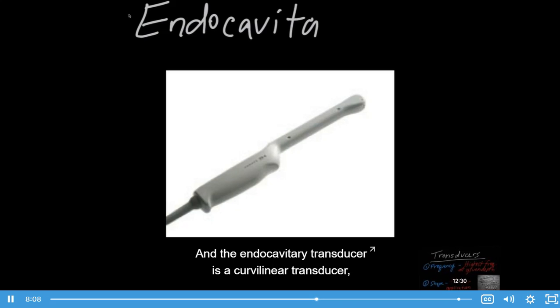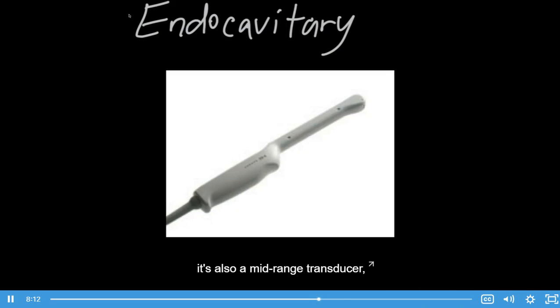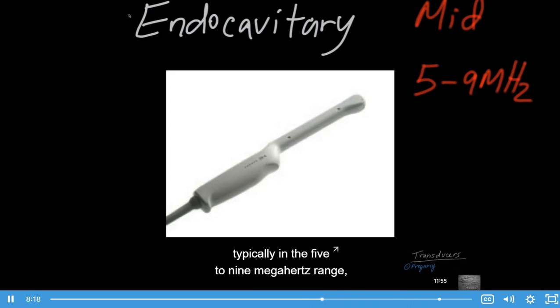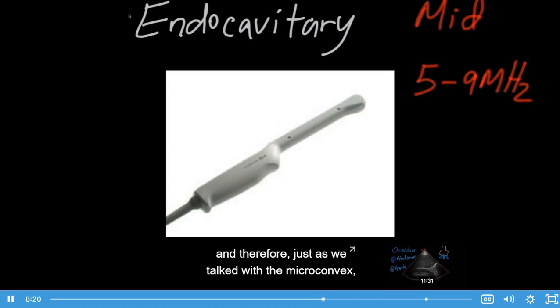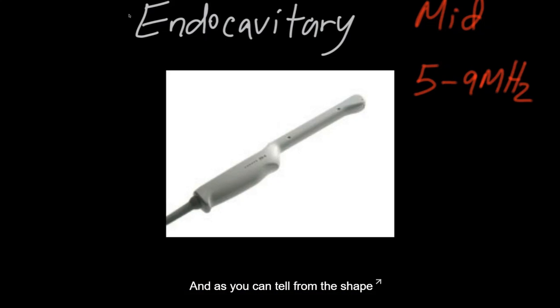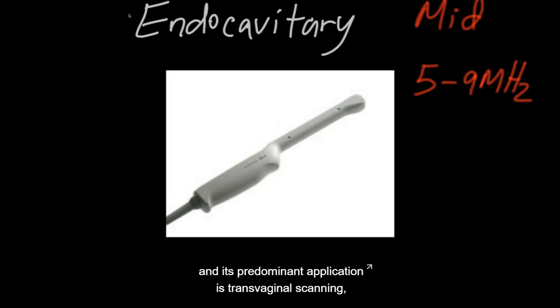Next, we're going to look at the endocavitary transducer. And the endocavitary transducer is a curvilinear transducer. It's also a mid-range transducer, typically in the 5 to 9 megahertz range. And therefore, just as we talked with the microconvex, it balances penetration and resolution. And as you can tell from the shape of the endocavitary transducer, it has particular applications. And its predominant application is transvaginal scanning, which we'll discuss in a bit.